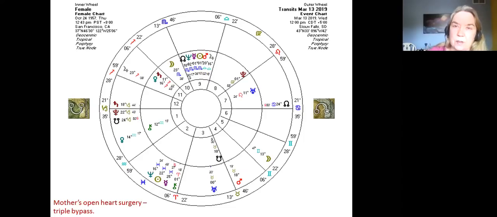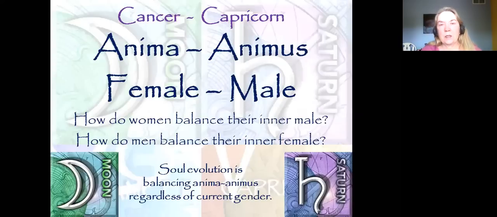I could go on forever, but I just wanted to give you a brief example between the transits of the sign by house and those deep lessons by the rulers. Now, Cancer-Capricorn is always going to be dealing with animus, or the female and the male. And one of the biggest questions we can be asking of ourselves, and you just see it everywhere out there collectively, regardless of which of these planetary archetypes we're looking at, is how do women balance their inner male? And how do men balance their inner female?